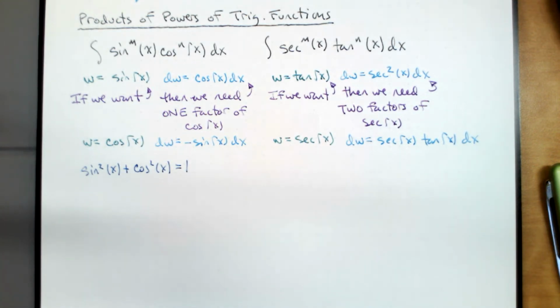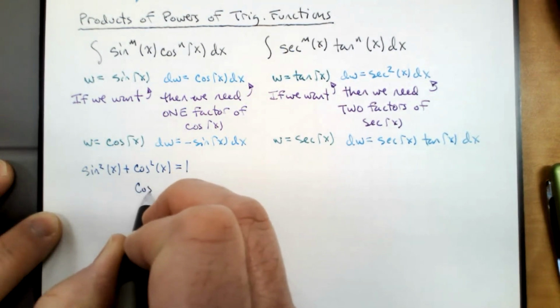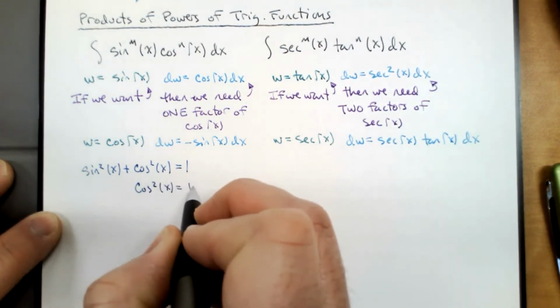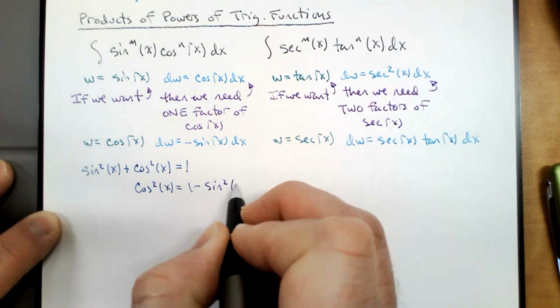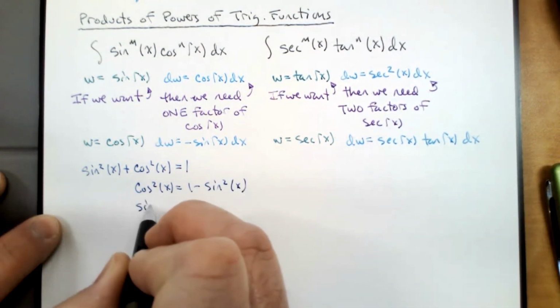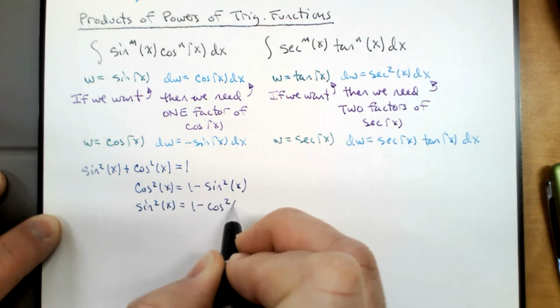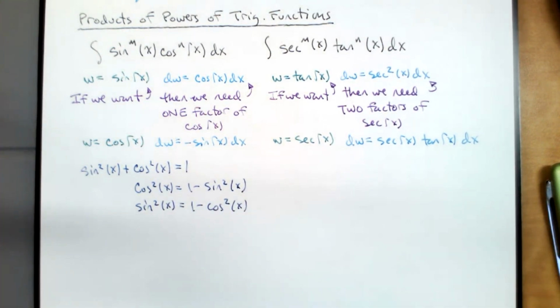And I can use this identity to replace cosines with sines, and sines with cosines, but only if they come in pairs. Cosine squared is equal to 1 minus sine squared. And sine squared x is 1 minus cosine squared x.